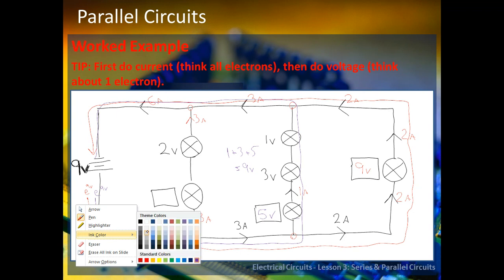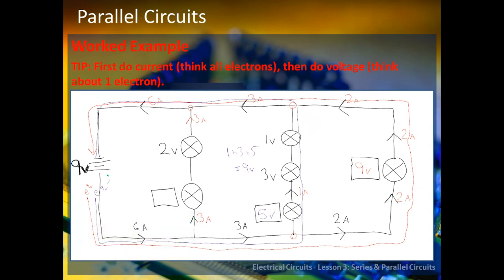We then finally consider the last path, which is up through these 2 bulbs. And again, our electron starts with 9 volts. It's only got 2 opportunities to get rid of the voltage, in this first bulb and then in the second bulb where it gets rid of 2 volts. So if the second bulb has 2 volts, the first bulb must have received 7.